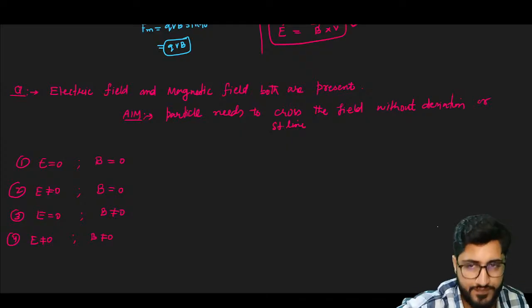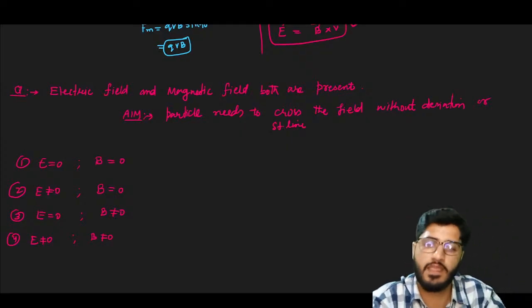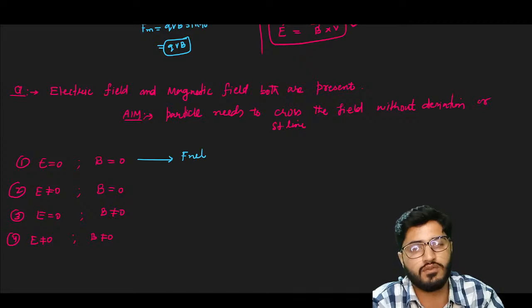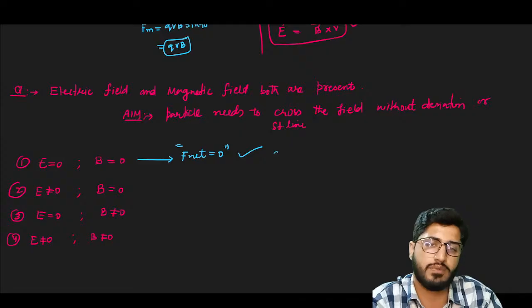Okay, sir. Look, let us discuss one by one. If electric field and magnetic field both are not present, my net force is 0. If net force is 0, then yes, it is possible to go in a straight line.